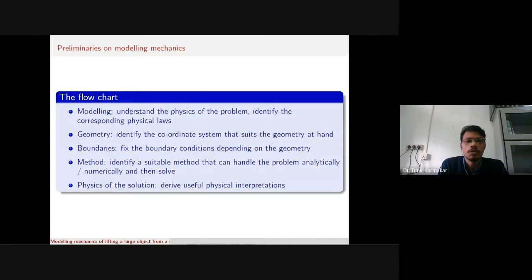First, I'll introduce how to model and understand the physics of the problem and identify the corresponding physical laws. Then we'll talk about geometry, what kind of geometrical shape we can extricate from the seabed. Then we'll fix some boundary conditions depending on the geometry. Then we'll discuss a little bit about the method: how can we deal with the problem analytically, semi-analytically or numerically? And at last we'll discuss some useful physical interpretation based on the physics.